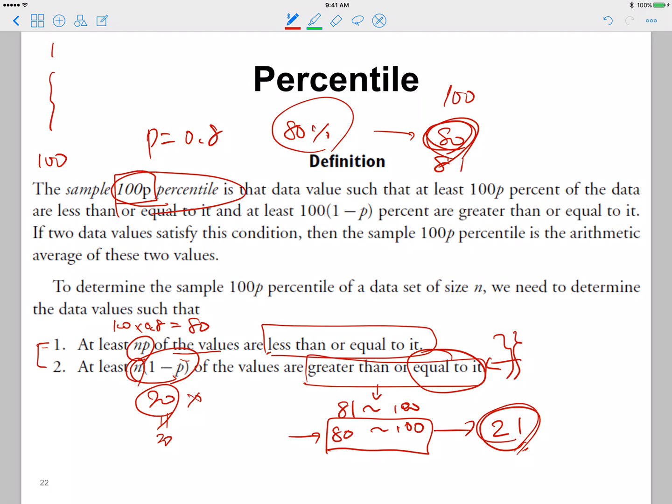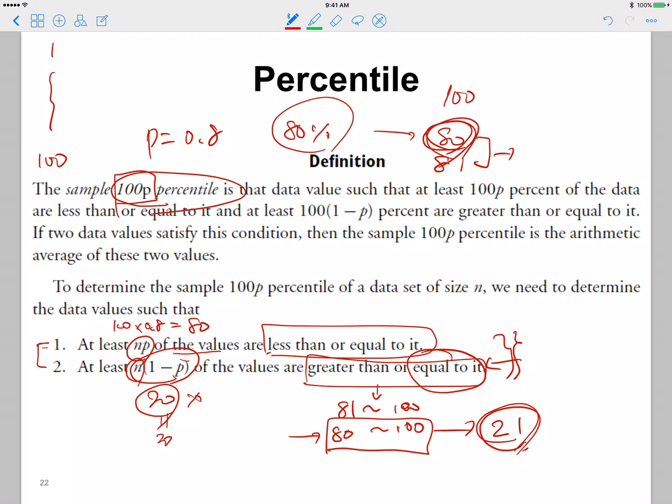And then what about the first one? So we need to at least have 80 data items less than or equal to. So we have an 81. So the total number of data items satisfying this first condition is 81, right? So 81 also satisfies these two, right? So in these cases, we have these two choices. Okay, so in this case, we just take the average of these two.